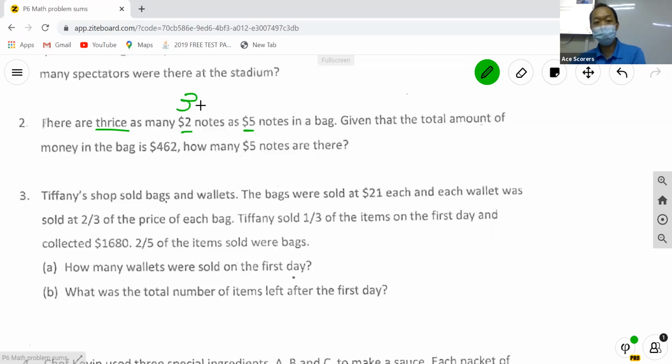Three units. Then $5. Know how many units? 1 unit, right? So can you see try? This is 3 times of this one. You have units, you have value. So what type of question is this? Unit and VU, VU.